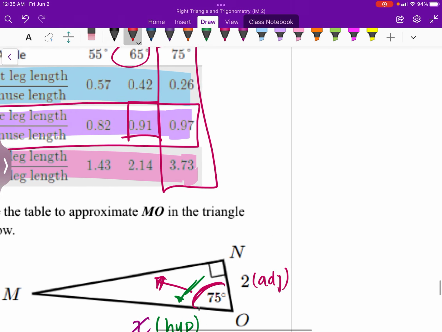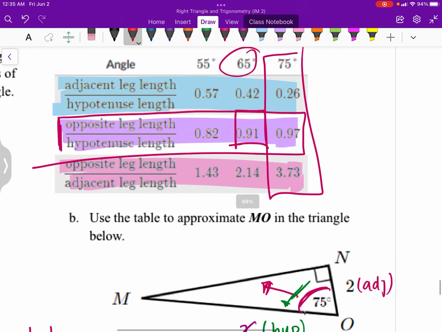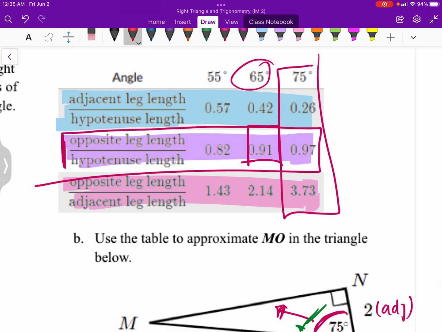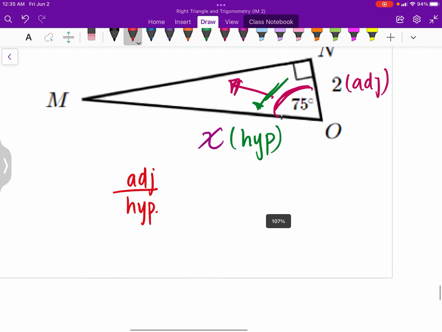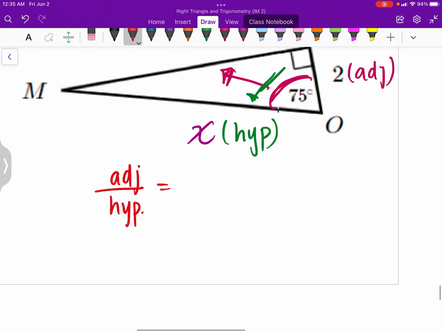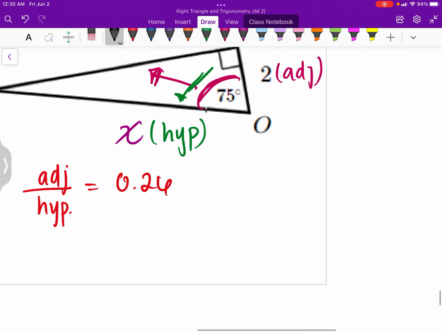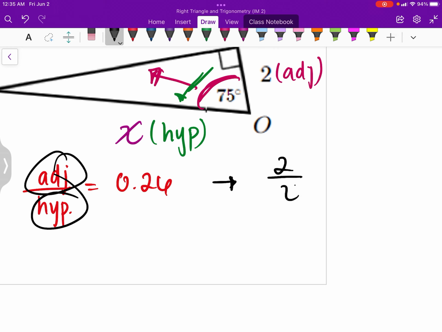All right, so let's take a look at this here. Adjacent and hypotenuse. So in this case, our answer should be, well, we need to use the 0.26 as our answer. So we know that whatever we get there, that's going to be 0.26. So let's substitute those values for these two. So that's going to become 2 over x equals 0.26. Put this over a 1.